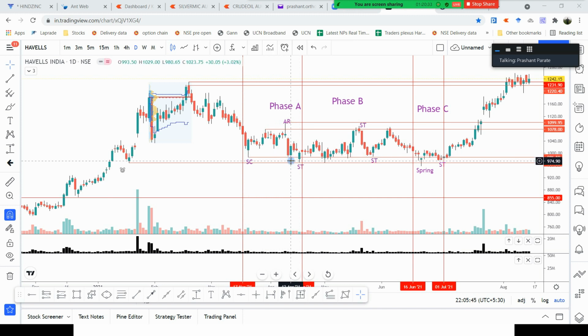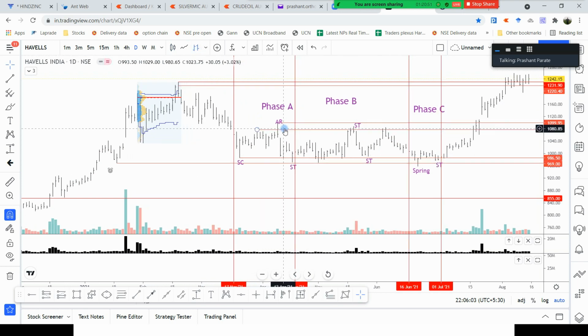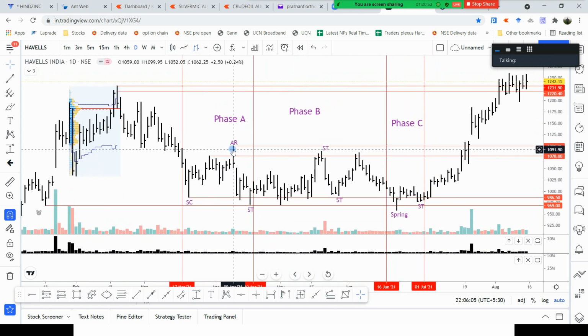Sometimes it may break down or it may break out, but closing is important. If the close is below or near this, then it is not a successful breakout. So I just wait, and this is kind of upthrust action. It is the reverse of a spring. So this shows that the breakout is failing and there are chances of lower prices.